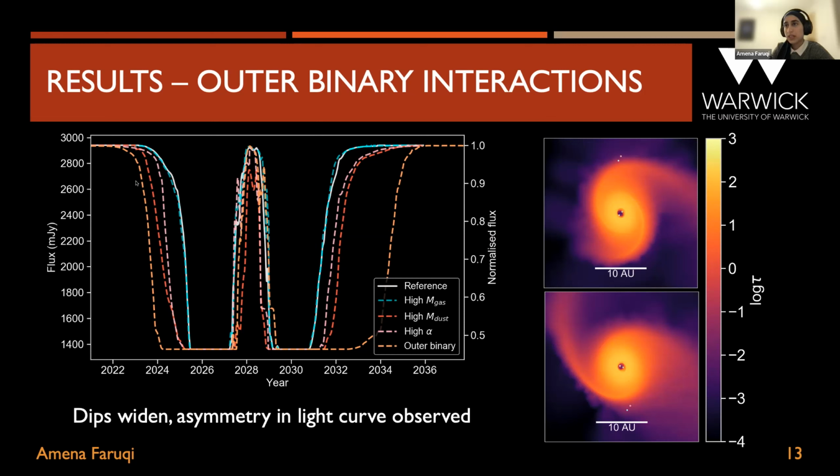And we can see that in the light curve as well. So you see that the dips themselves are the widest that they've been, not unlike when we had a higher dust mass. But the key difference here is that while all of the previous effects that we've looked at were mostly symmetric, so they affected both of these dips about the same, in this case, there is clearly a much greater widening of the second dip.